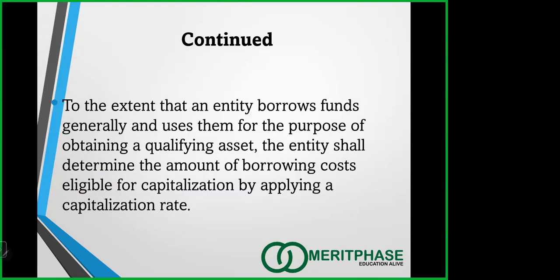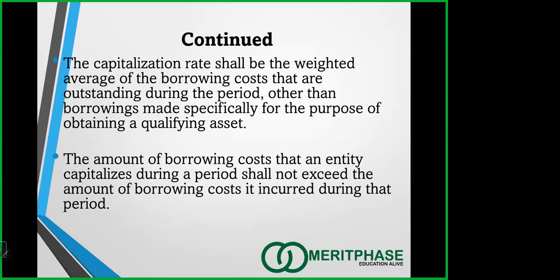To the extent that an entity borrows funds generally and uses them for the purpose of obtaining a qualifying asset, the entity shall determine the amount of borrowing cost eligible for capitalization by applying something called a capitalization rate. Meaning, we need to work out the weighted average. I will discuss one small example, then you will understand it. The capitalization rate shall be the weighted average of the borrowing costs that are outstanding during the period, other than borrowings made specifically for the purpose of obtaining a qualifying asset.